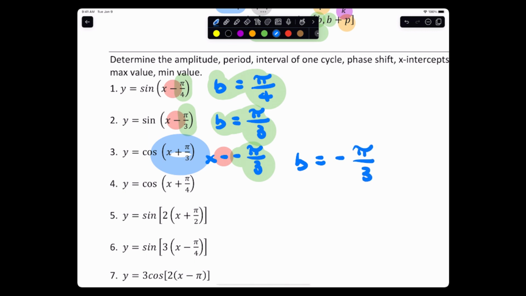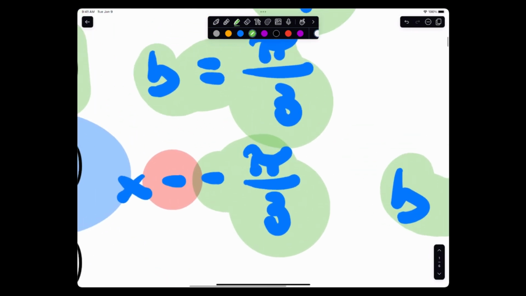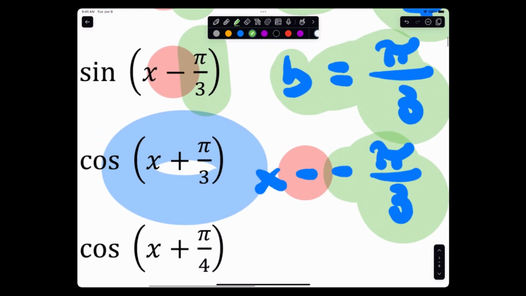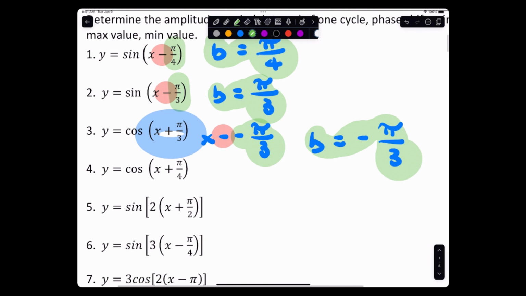Pre-algebra. What happened in pre-algebra? What's a negative times a negative? So a negative here times a negative is a positive. So there you go, ladies and gentlemen. B is negative pi over 3. Easy peasy, lemon squeezy.